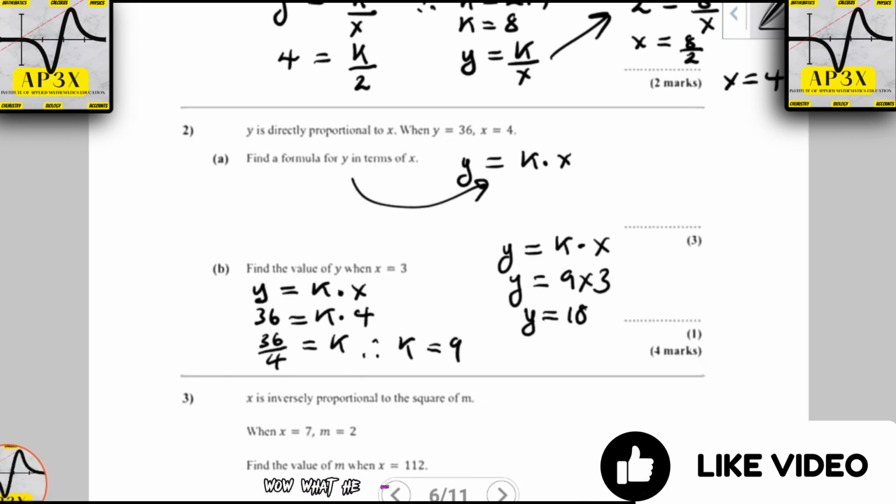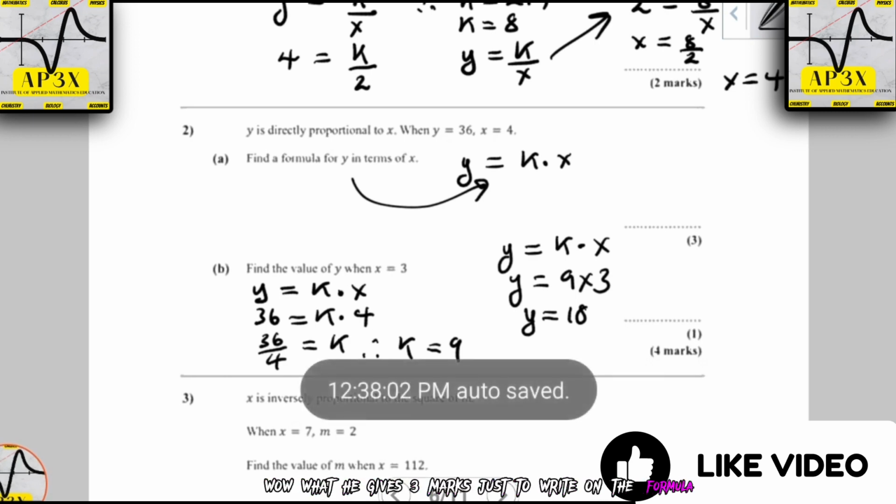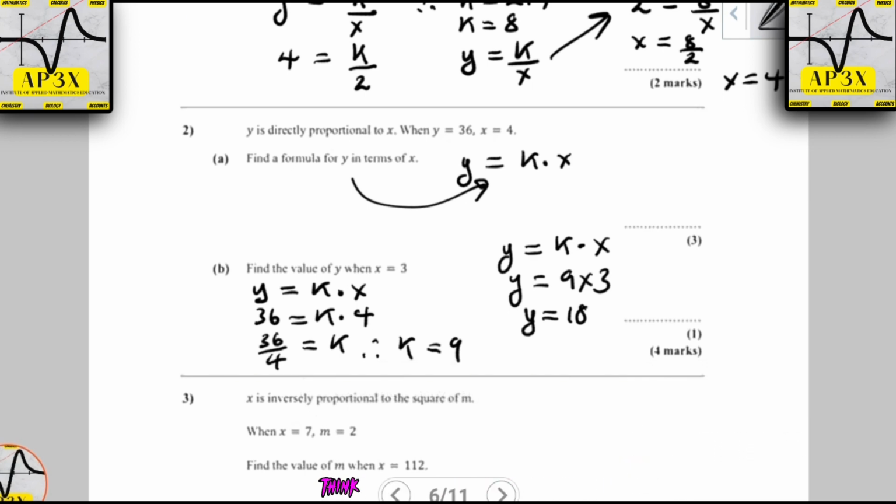Wow, but they gave us 3 marks just to write down the formula and 1 mark for the answer. I think I would have given you the opposite. I would have given you 1 mark for the formula and 3 marks for the working out.